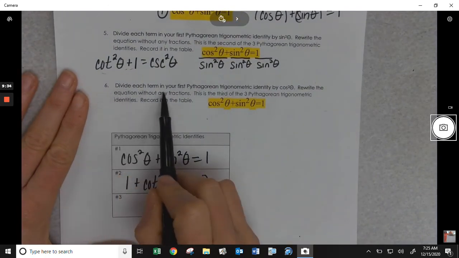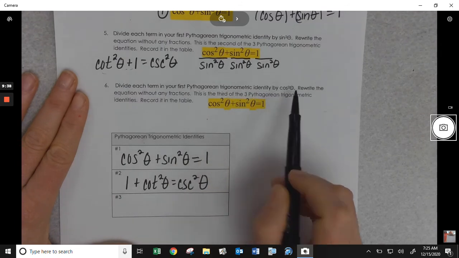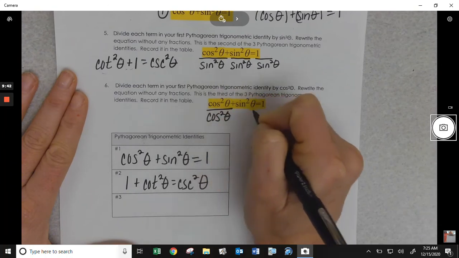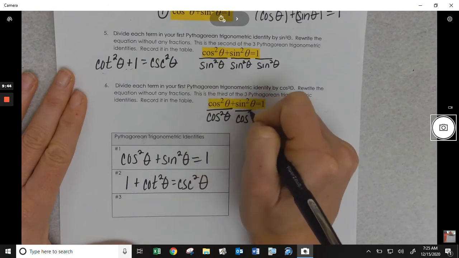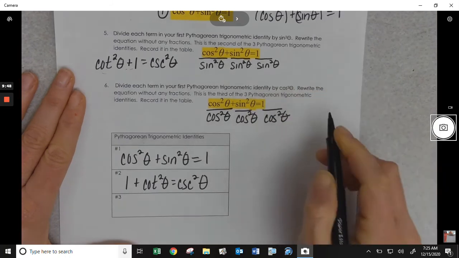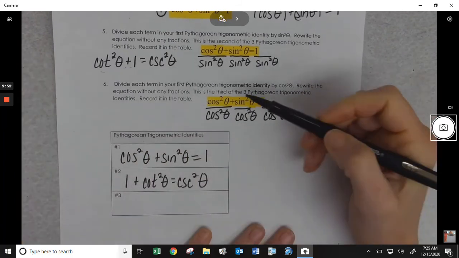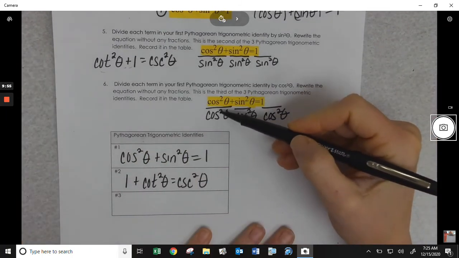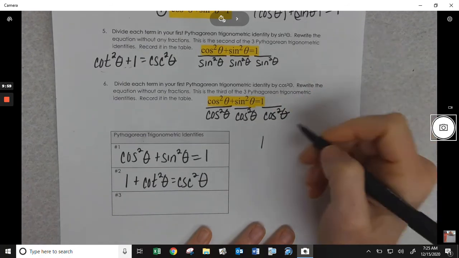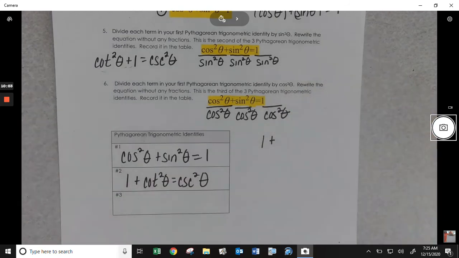Now, divide each term in your first Pythagorean trigonometric identity by cosine squared theta. So let's do that. Divide everybody by cosine squared. Rewrite the equation without any fractions. Okay, well, cosine squared over cosine squared, numerator and denominator are the same, so it's 1 plus sine squared theta over cosine squared.